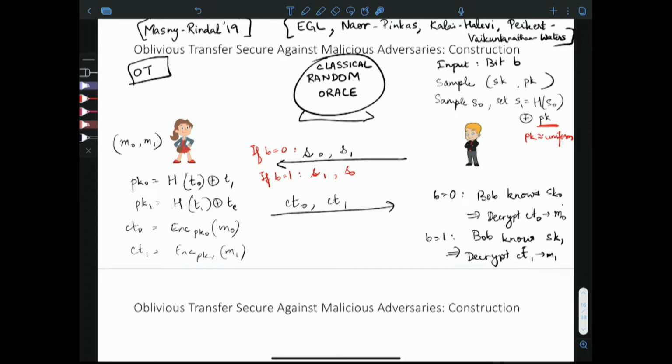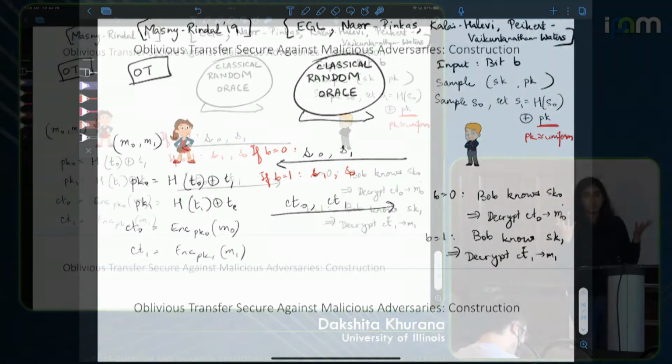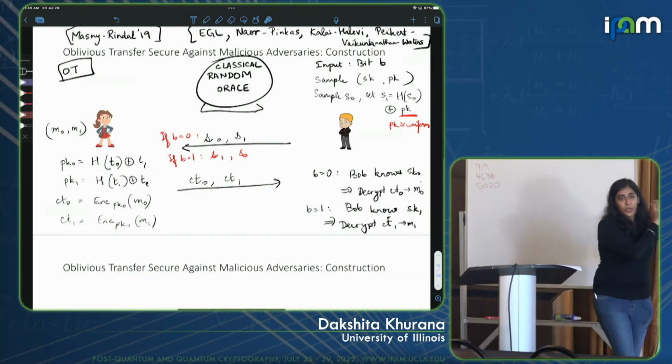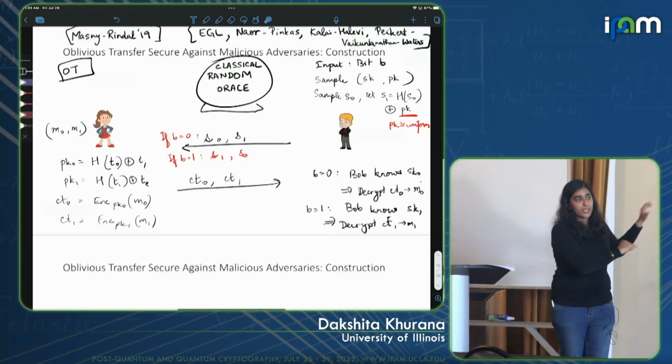So one can prove that if Bob could come up with an S0, S1, for which he knows the secret key corresponding to both hash of S0 XORed S1 and hash of S1 XORed S0, then Bob can break security of public key encryption schemes or the security of random oracles. So it's a little bit of a delicate proof. I'm not going to get into it. Just want to give you a sense of what these constructions look like in the classical setting.